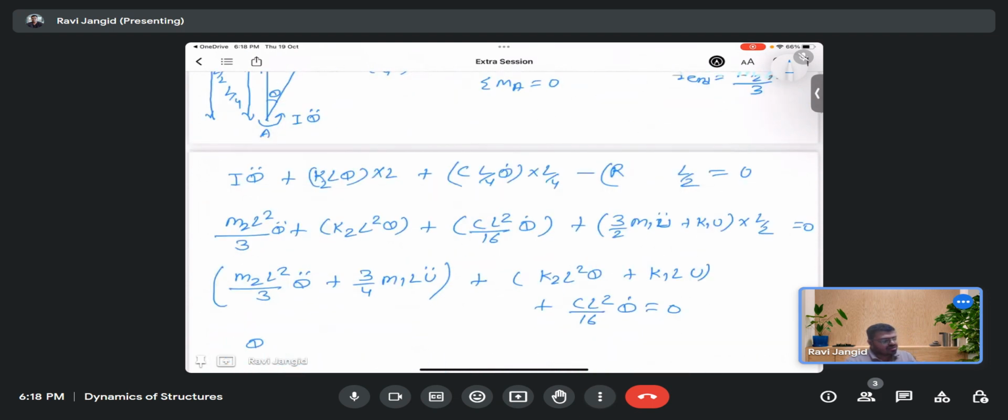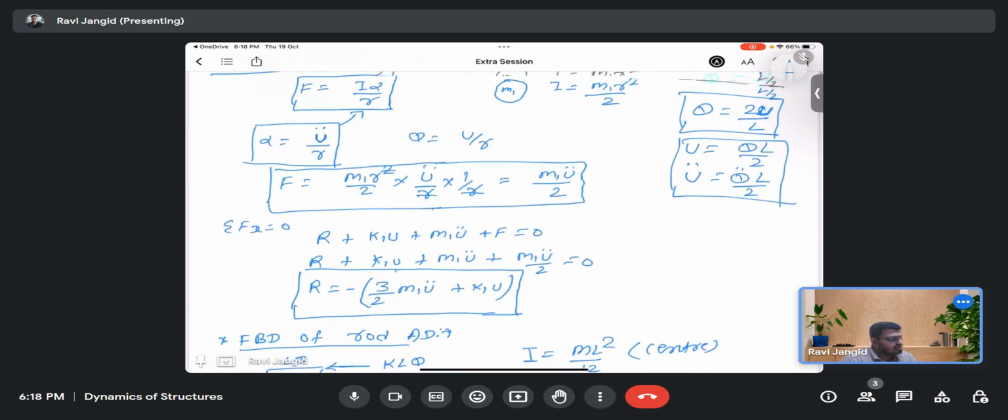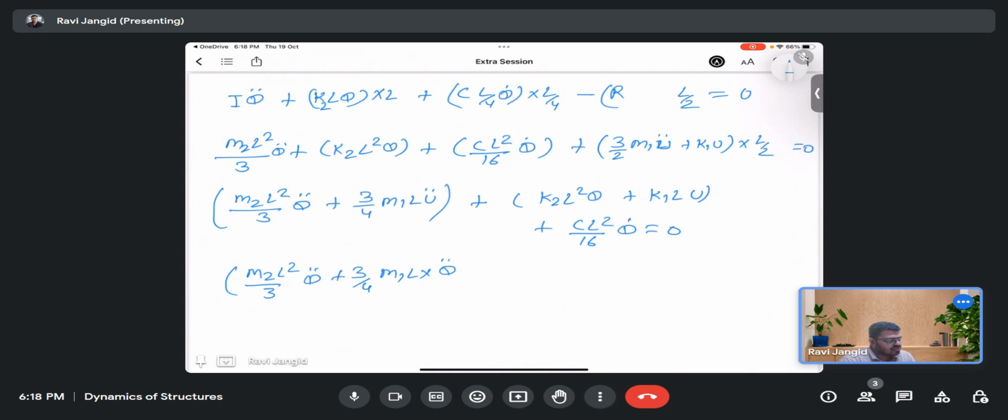So keep this as it is, m2 l square by 3 theta double dot plus 3 by 4 m1 l, and u double dot is what? u double dot is theta double dot into l by 2. Similarly, k2 l square theta would be the same, and k1 l into u will be replaced as theta l by 2, plus c l square by 16 theta dot is equal to 0.